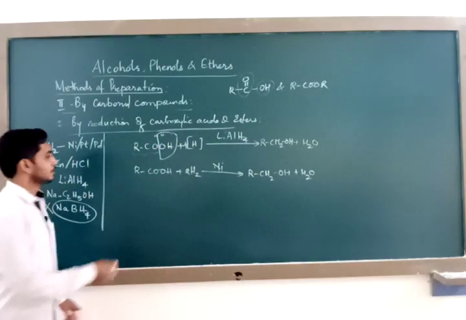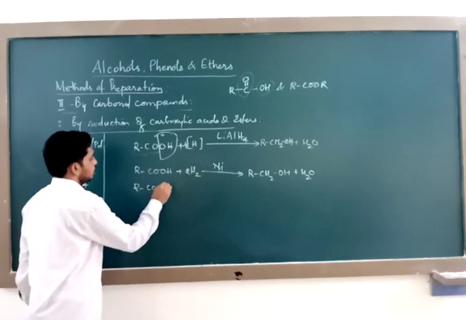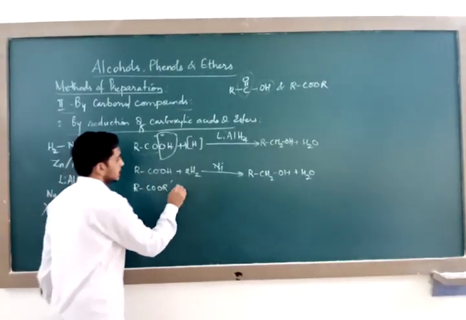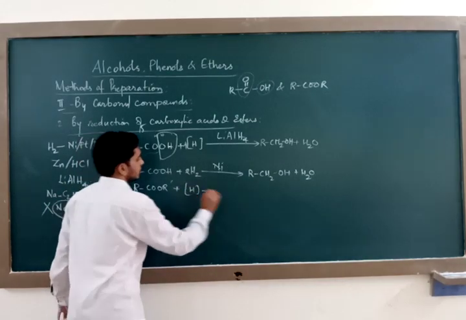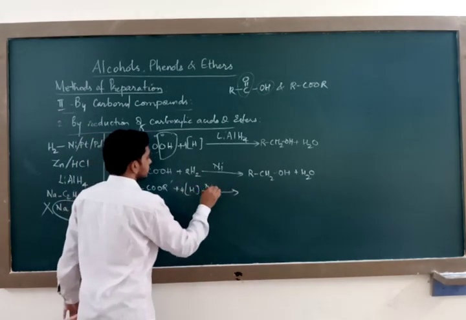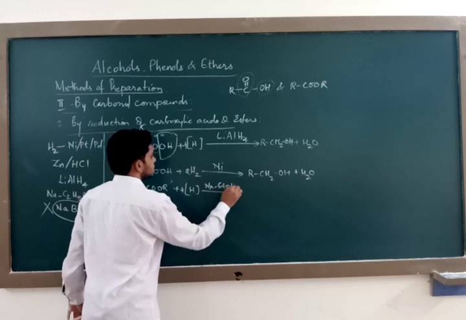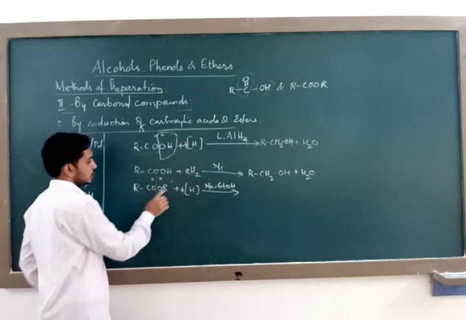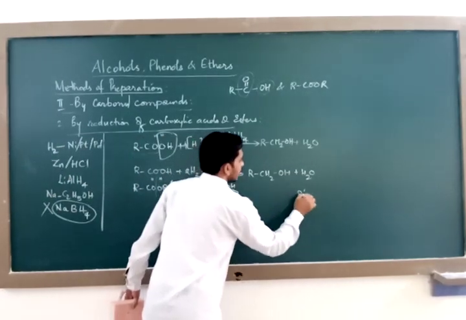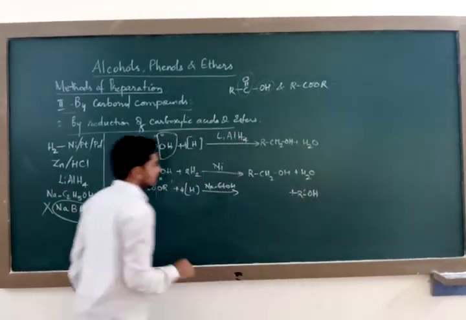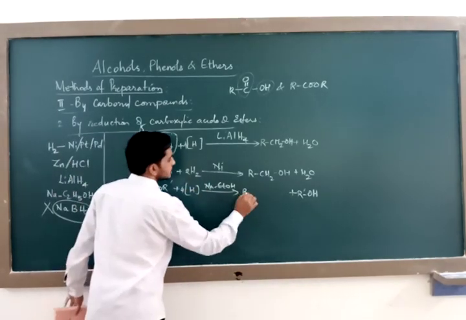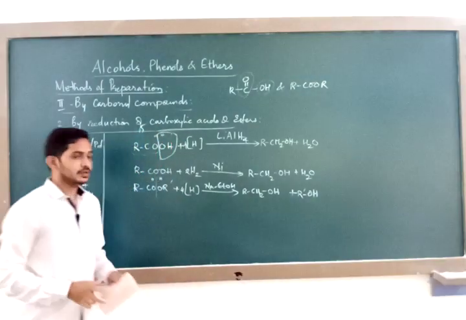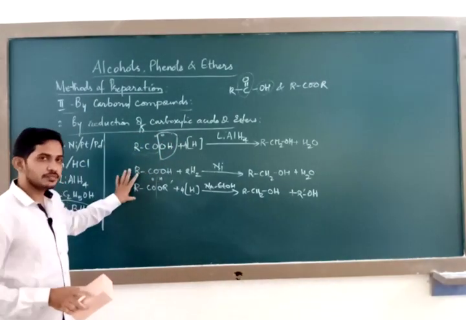If it is an ester, RCOOR'. This is done only to differentiate the 2 alkyl groups. If it is reduced, I will use another reagent, sodium in ethanol. Then here 1H, here 1H. One product is alcohol, ROH. The other product is again RCH2OH.